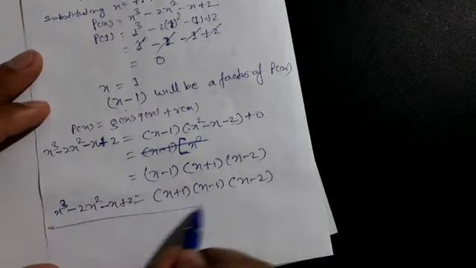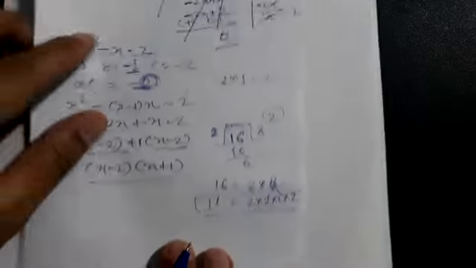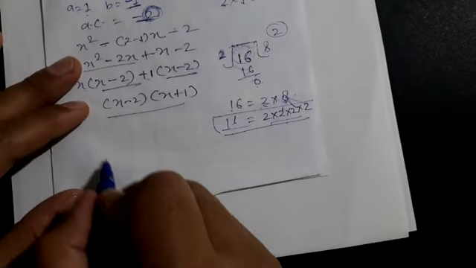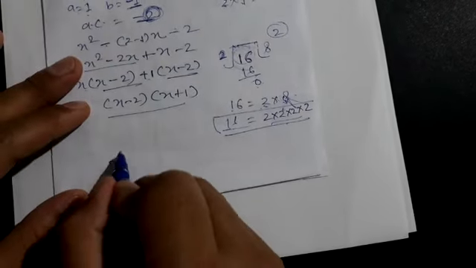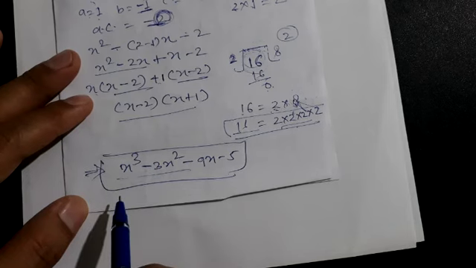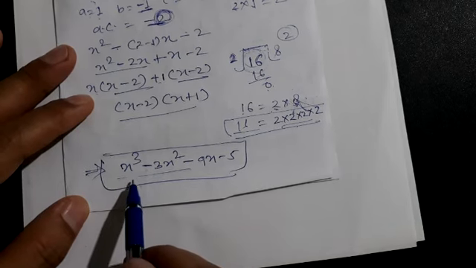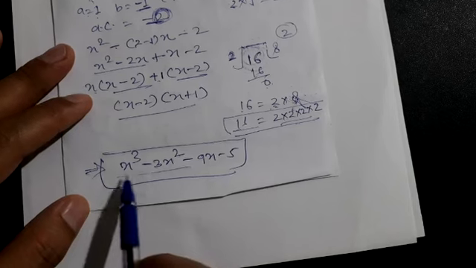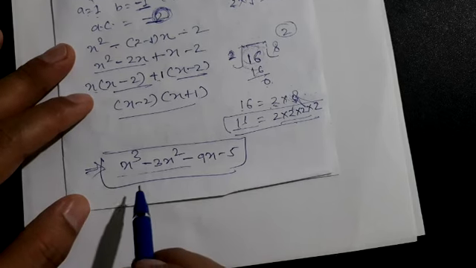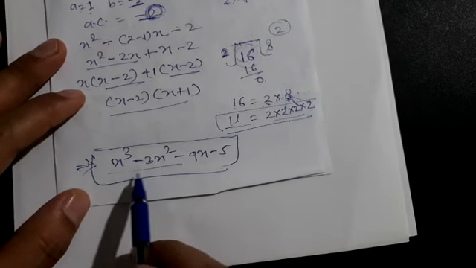And another example I would like to give you, another question I am going to write. You have to practice this: x cube minus 3x square minus 9x minus 5. One polynomial is given to you. You have to find the factors of this cubic polynomial by using the factorization method or by using the factor theorem. Since a cubic polynomial is given, you cannot use splitting the middle term, you have to use the factor theorem.